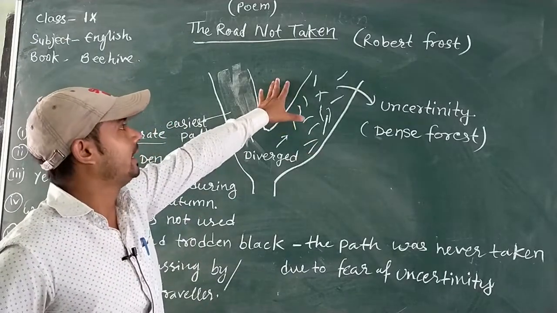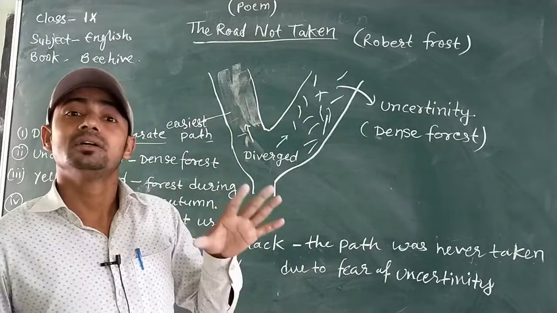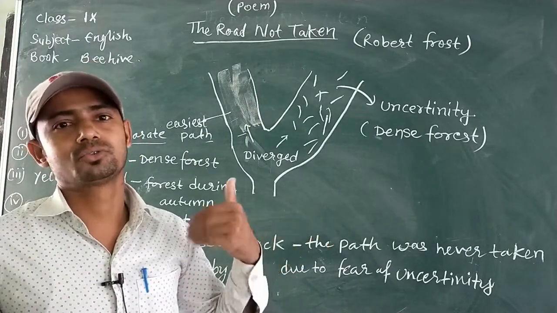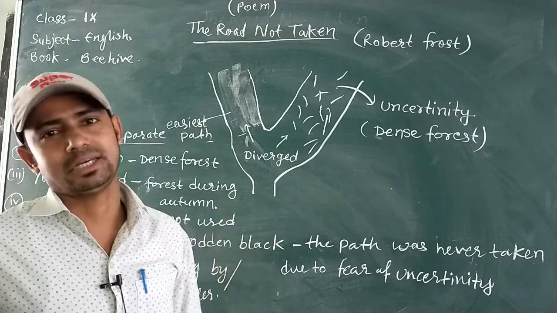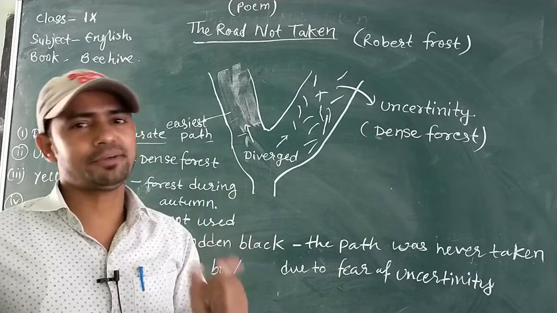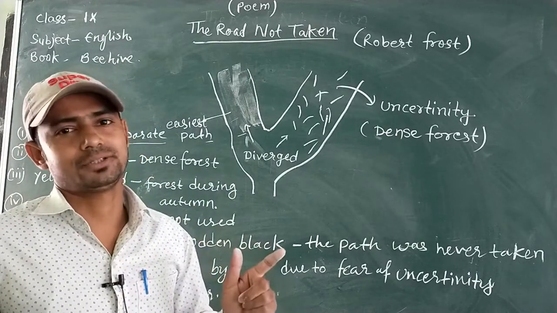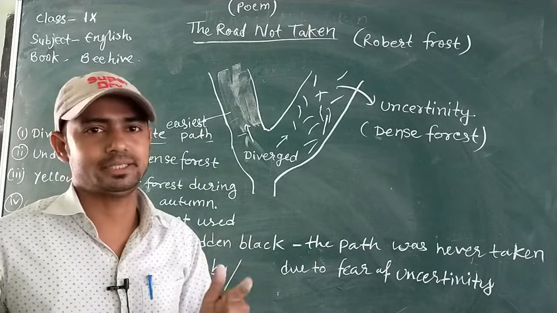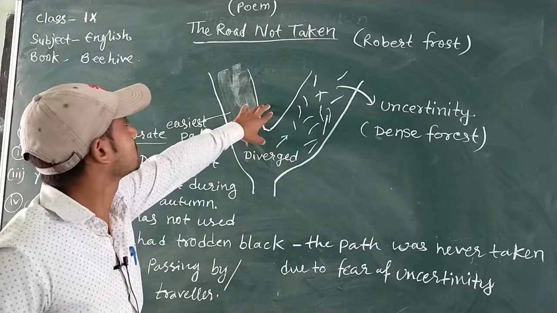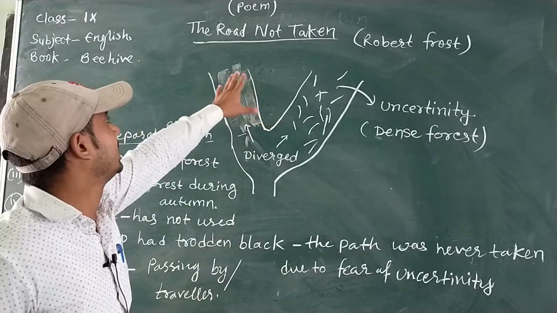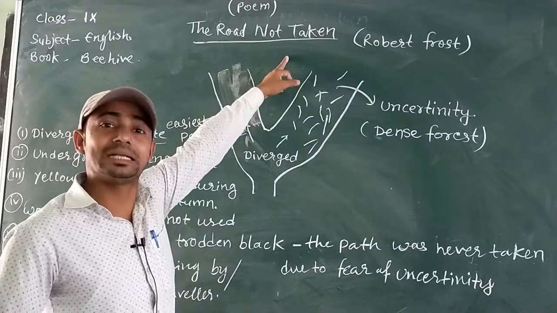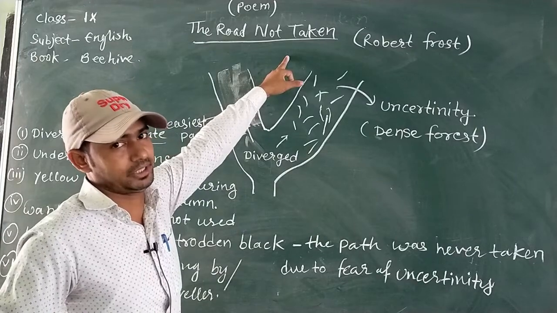The poet here described that in our life, starting from birth throughout life, we face many challenges. Even you can say that every step of life, there is a challenge. And you have to admit it, face it. So this is the life challenging process. The poet Robert Frost described through this poem that the road not taken means the decision that has not been taken.